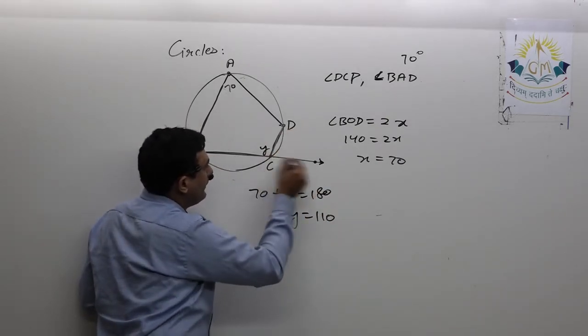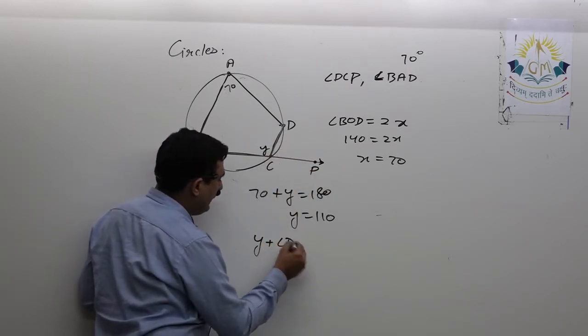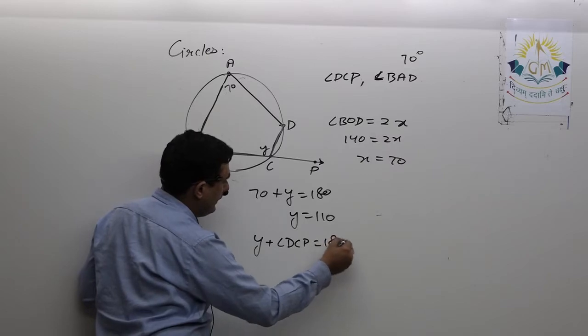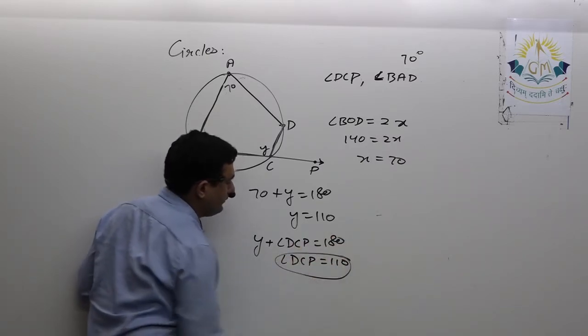Now what we have to find is this angle DCP. I can write y plus angle DCP is equal to 180. So DCP is equal to 110. This is one way.